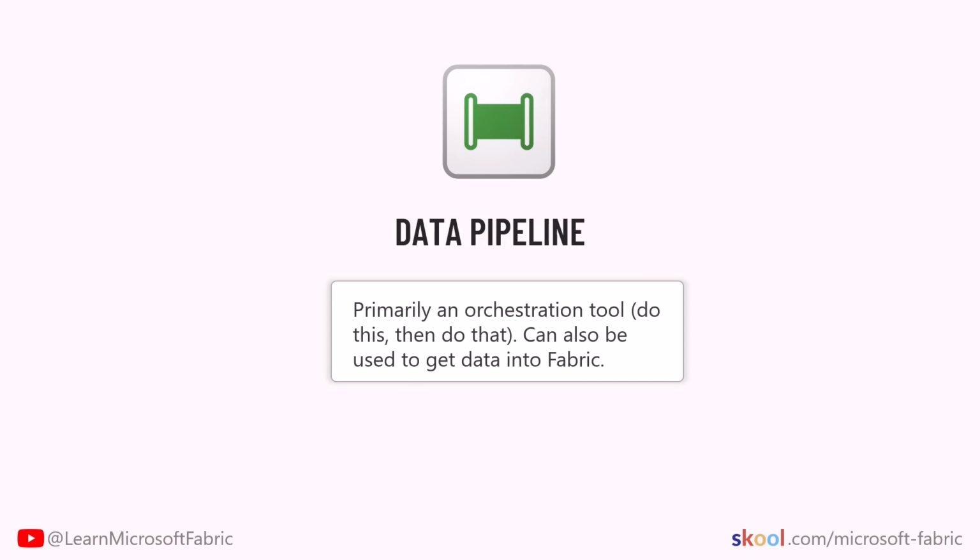Next up, we're going to be talking about the data pipeline, and this is primarily an orchestration tool. You can create different activities that you run through in a kind of workflow, but we can also use the data pipeline to get data into Fabric using the copy data activity.